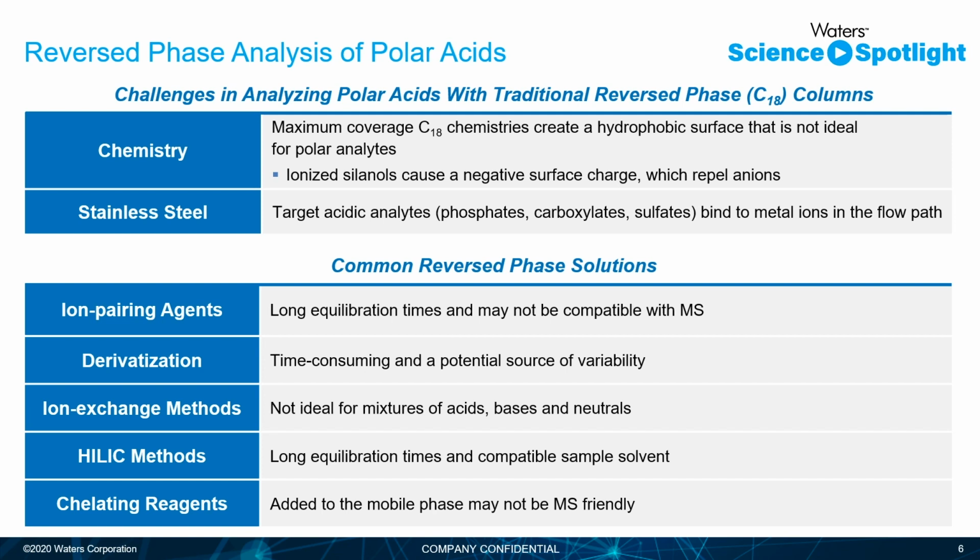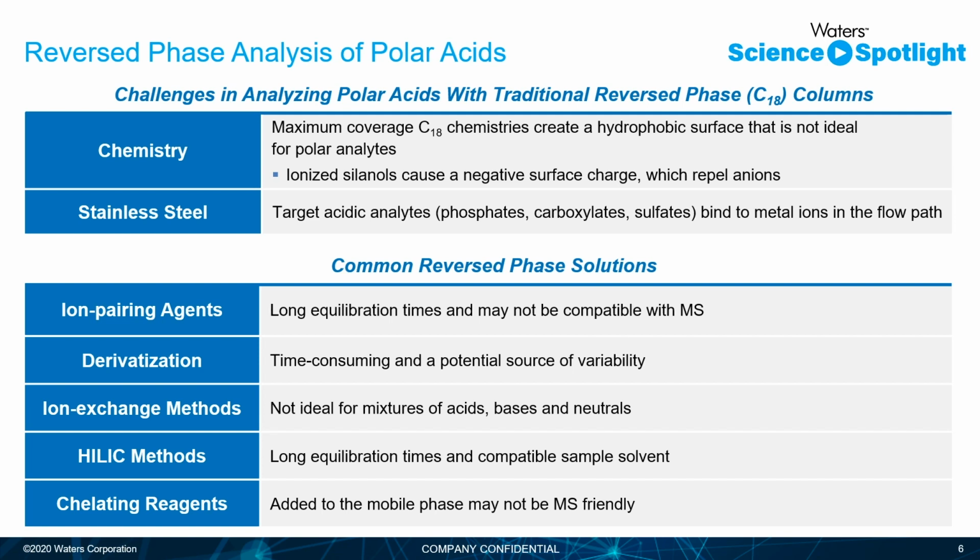You might use something like an ion pairing reagent, but they have drawbacks: long equilibration times, and the ion pairing reagent might not be compatible with mass spec. Derivatization might be a technique you might use, but this can often be time consuming and a potential source of variability. Ion exchange methods are often used for polar acids, but they're not ideal for a mixture of acids, bases, and neutrals, which often occur in a sample.